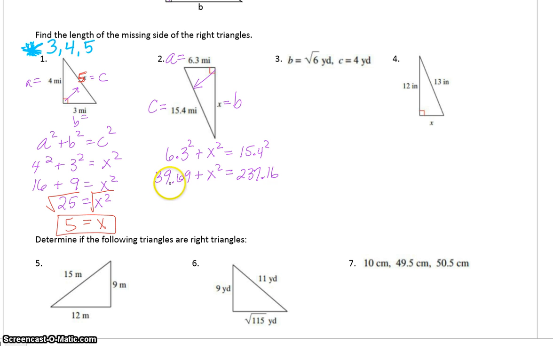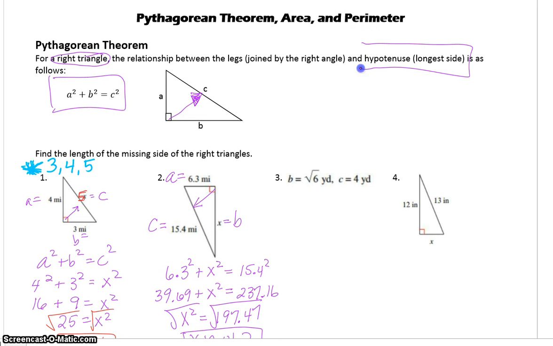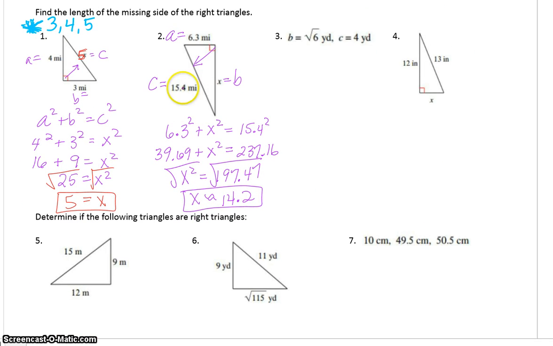We're going to subtract 39.69 from both sides, and we get 197.47. But again, we need to square root both sides, and we get x is approximately equal to 14.2. I just rounded to 1 decimal place, and that should be okay. Now, one thing to look at is that your hypotenuse is always going to be the longest side. So if I would have gotten something for x that was longer than 15.4, I need to look at my answer and figure out what I did wrong, because that answer is not correct.